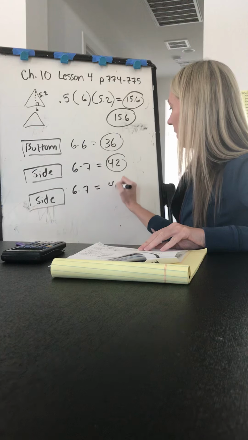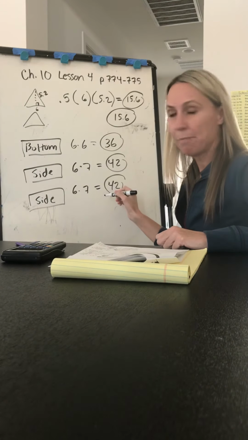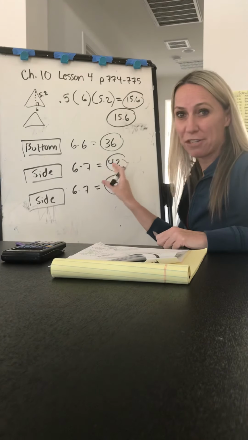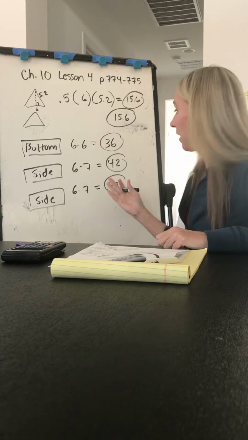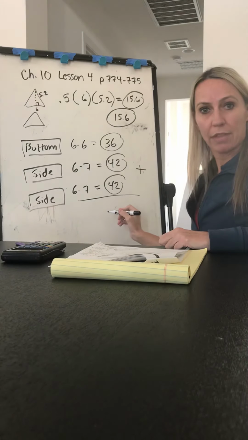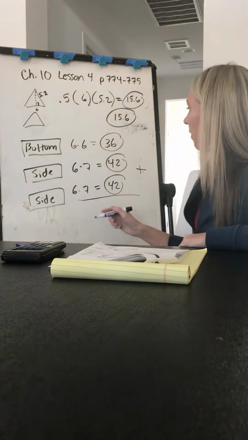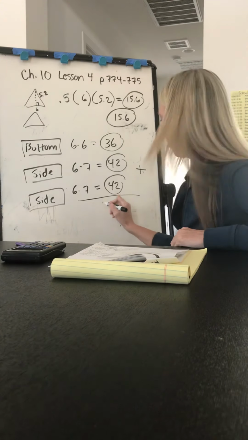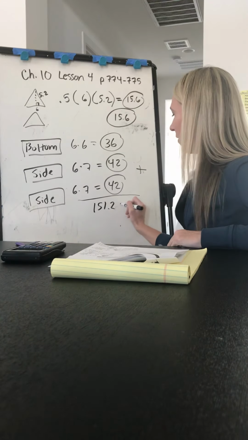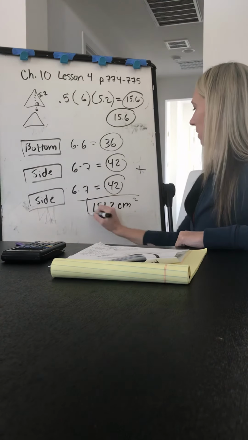And that's 42. So this was an isosceles triangle. Two of the sides were the same. Again, sometimes all three sides can be different, so you have to look really carefully at the problem. Then we're going to add all of these circled numbers up, because surface area is the area of all of the surfaces together. So we're going to add that up, and we get 151.2, and the unit is centimeters, so it's going to be centimeters squared.